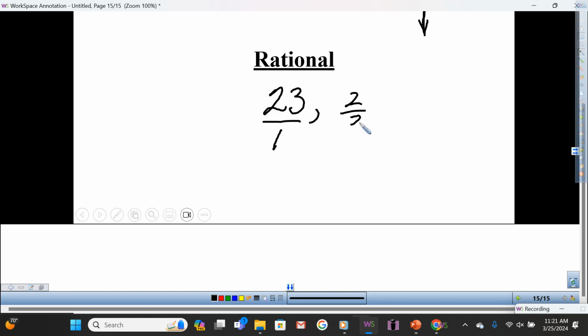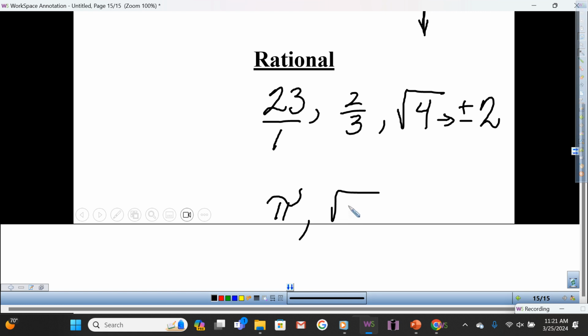How about 2/3? Is that a rational? Yes, because it's a fraction. How about the square root of 4? Is that a rational? Plus minus what? 2. Can 2 be written as a fraction? Yes. So what is not a rational? Anything that repeats, such as pi, square root of 2, and so on and so forth.